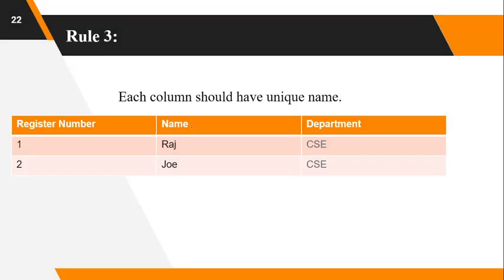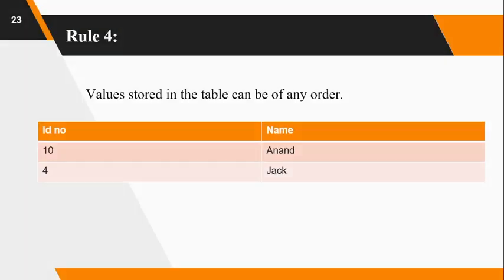Next is rule number 3. Rule number 3 is that each column should have a unique name. There should not be any repetition of names in the columns. Like register number, name and department, all are unique. Next, rule number 4: values stored in the table can be of any order. For example, if you take ID number, it starts with 10, and the second record is 4. So it can be of any order. That is rule number 4.